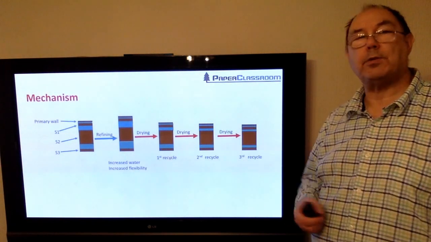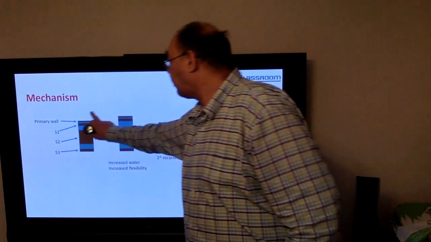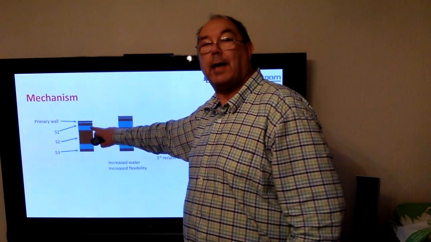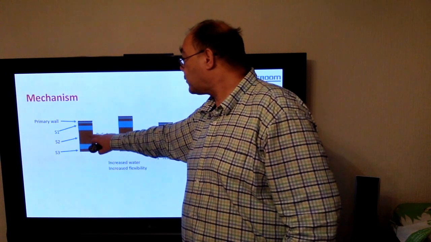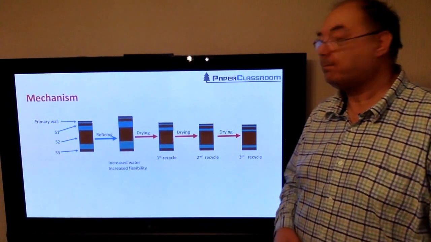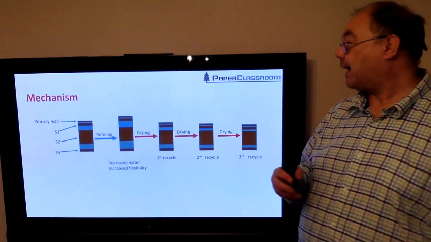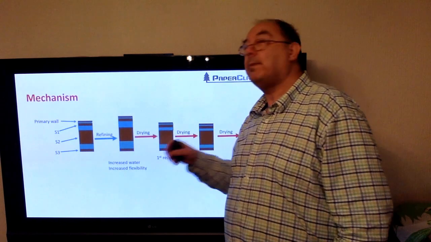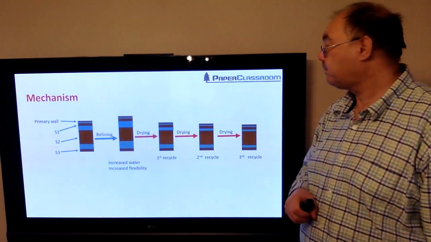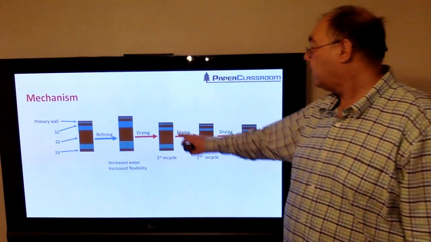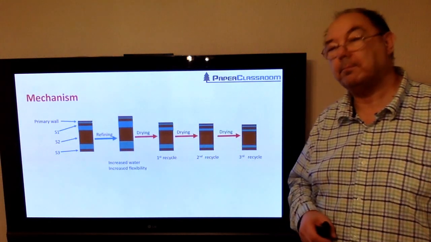This is the mechanism, this is what's going on. So we've got the fibre here, there's the primary wall, bit of a gap, S1 wall, bit of a gap, S2 wall, bit of a gap, S3, and then this is where the lumen of the fibre will be. If that's a virgin fibre, you do some refining, that makes these gaps bigger because it pumps water inside. Then you dry it when you make your first bit of paper, and these gaps have now shrunk.